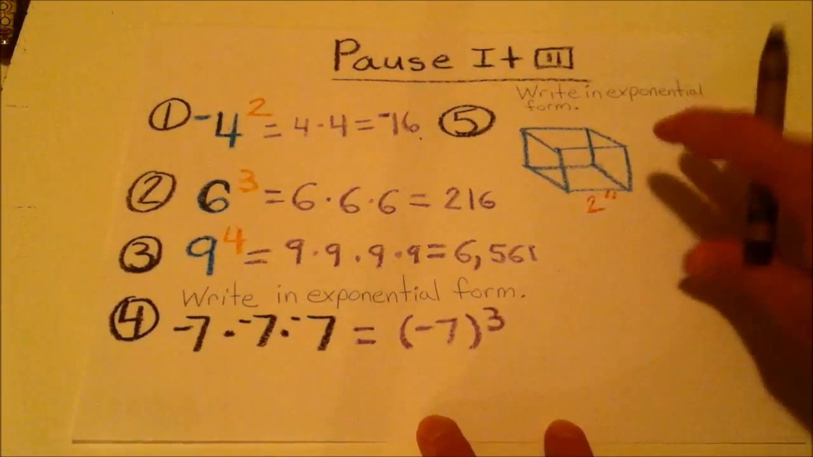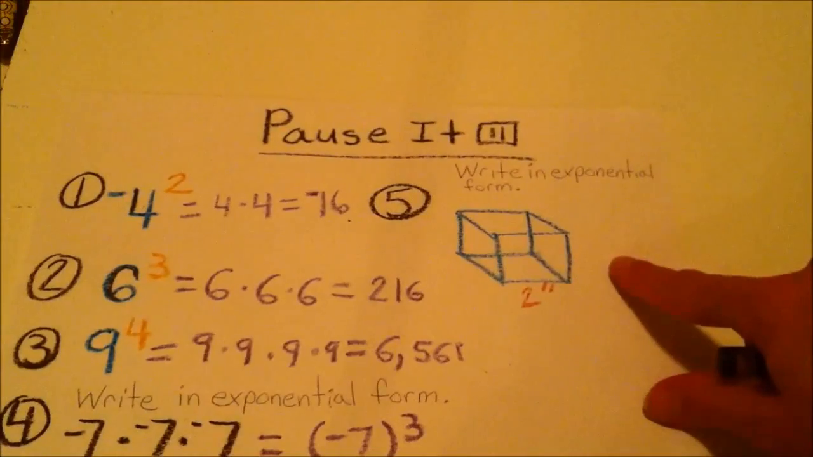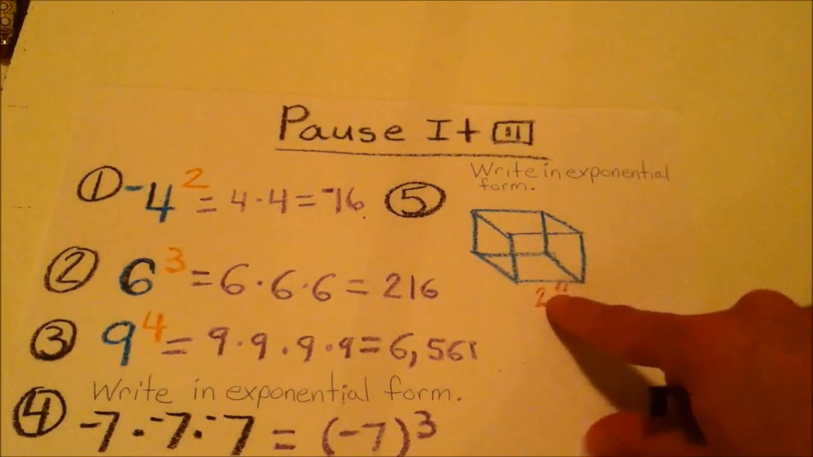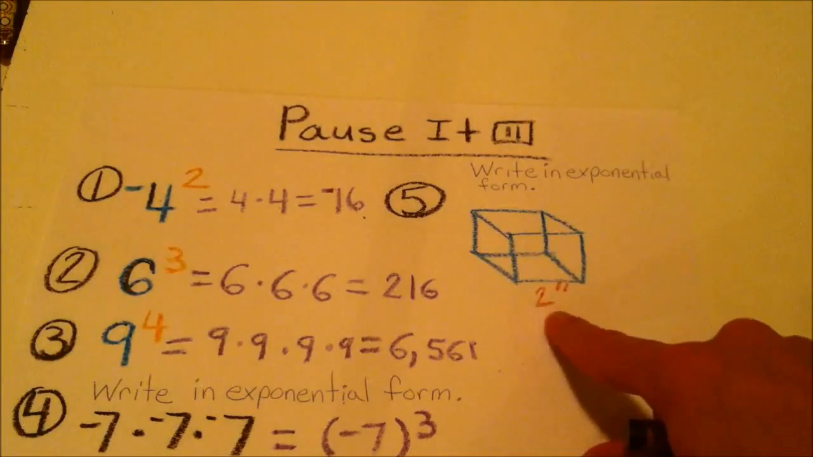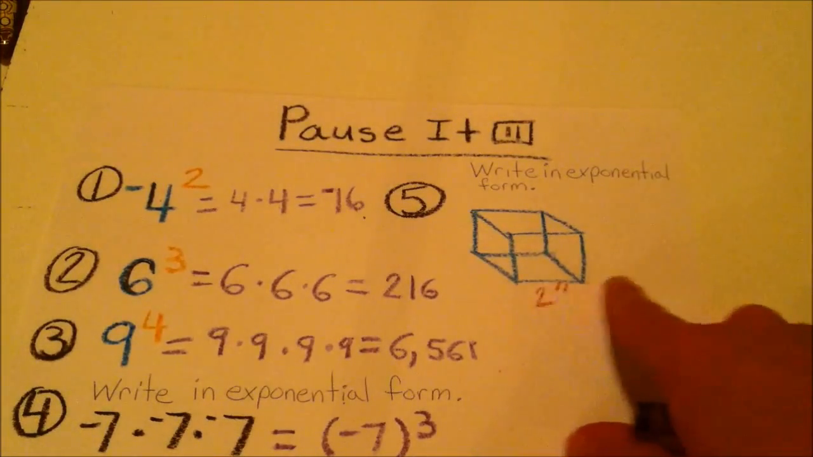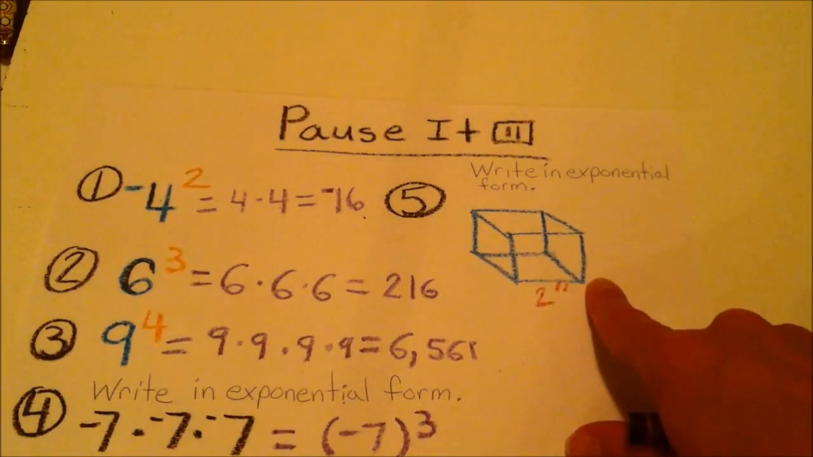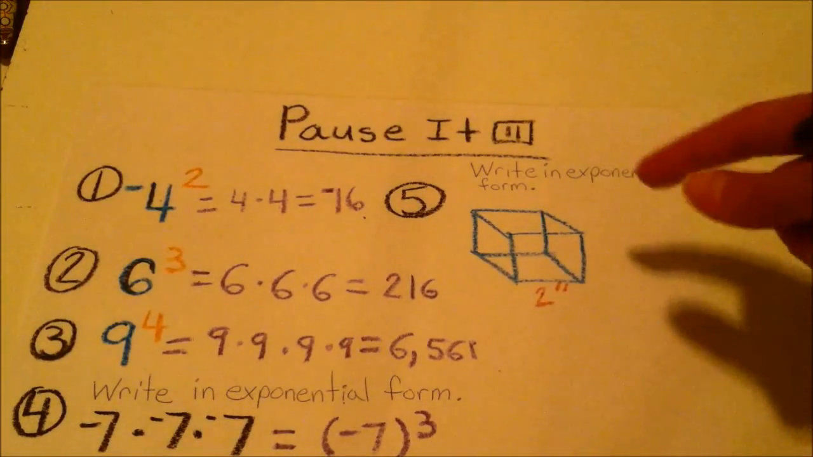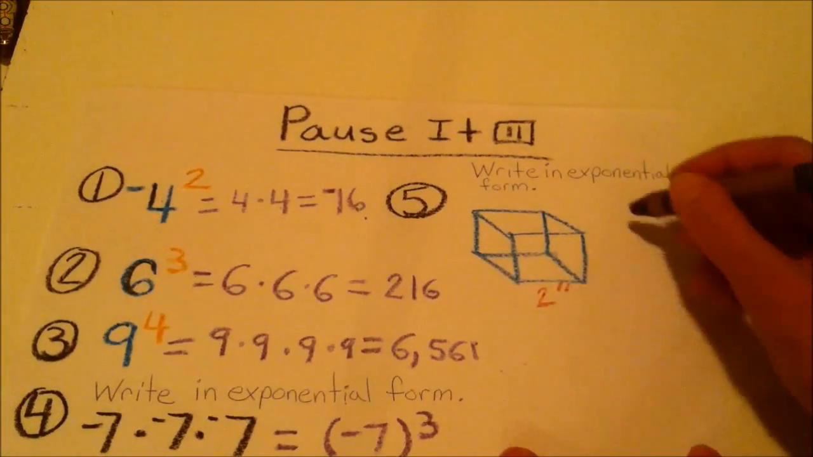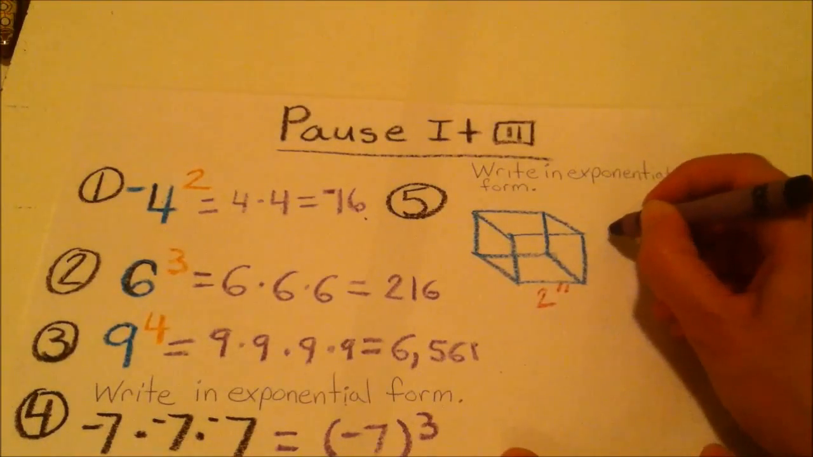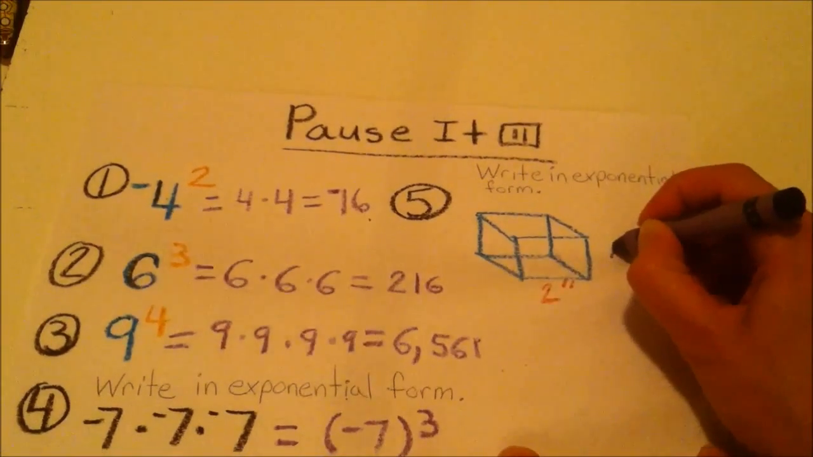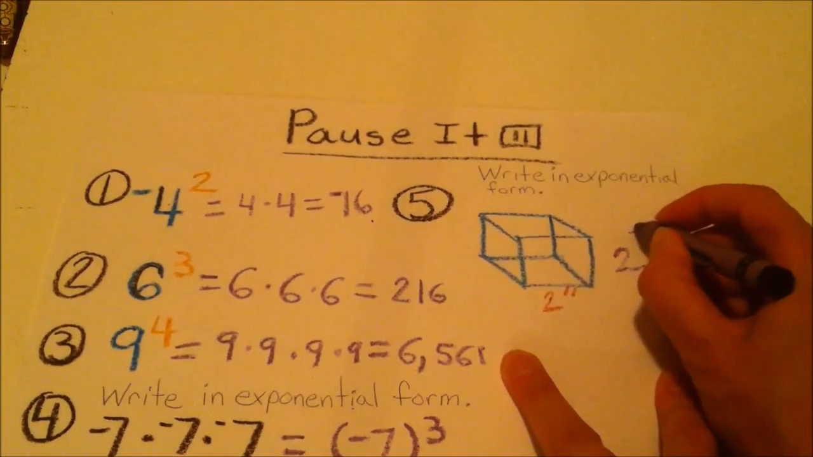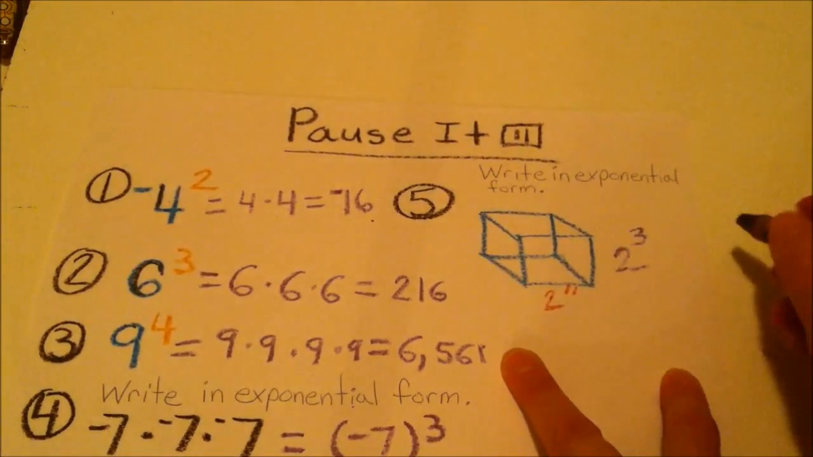Number 5, the last one. It also says write in exponential form. And in the picture, I have a cube. The cube is 2 inches in length here. And so since a cube has the same height, length, and depth, this cube, written in exponential form, must be 2 cubed, or 2 to the third power.